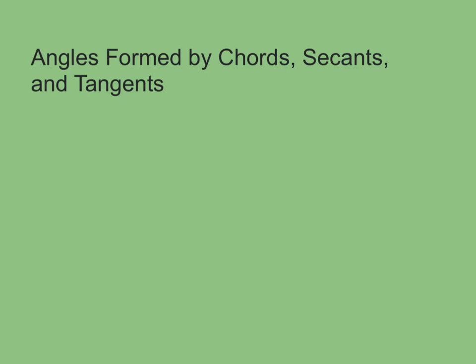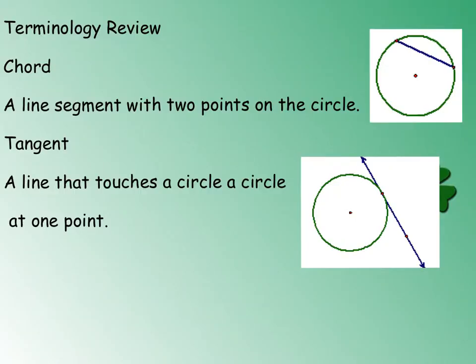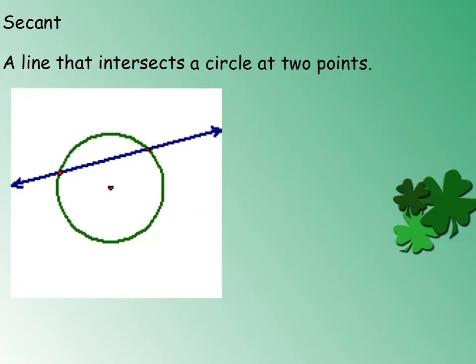In this video, we're going to explore angles formed by chords, secants, and tangents. To start off, we have a little bit of terminology review. We have a chord, which is a line segment that connects 2 points on the circle. We have a tangent, and that's a line that touches the circle at 1 point. And we have a secant, which is a line that intersects a circle at 2 points.